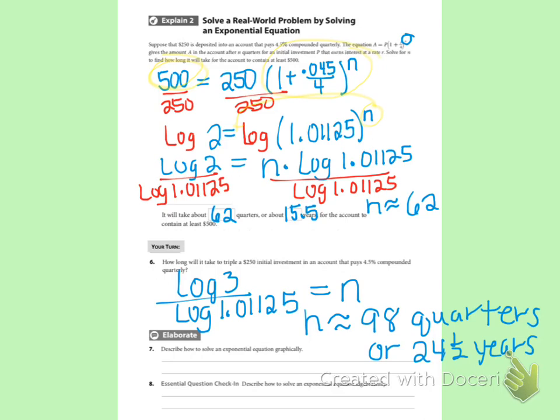And then 8, describe how to solve an exponential equation algebraically. Well, in most cases, this has involved isolating the base, taking the log or natural log of both sides, bringing the exponent down, and then undoing any of the operations that need to be undone to eventually get the variable alone. So the key is getting that variable out of the exponent, and that involves taking the log of both sides.